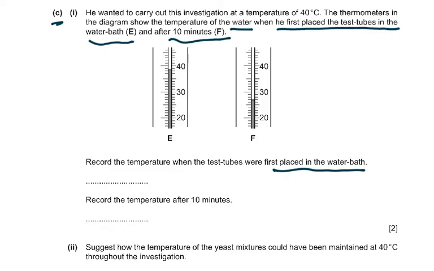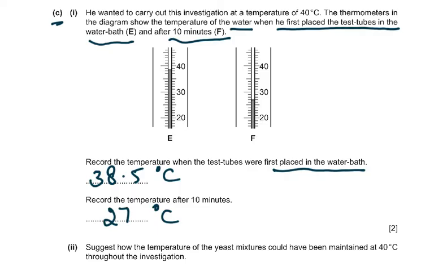So E is what? E is 38.5 degrees Celsius. And record the temperature after 10 minutes. That is 27 degrees Celsius, right? So that was easy to check it.